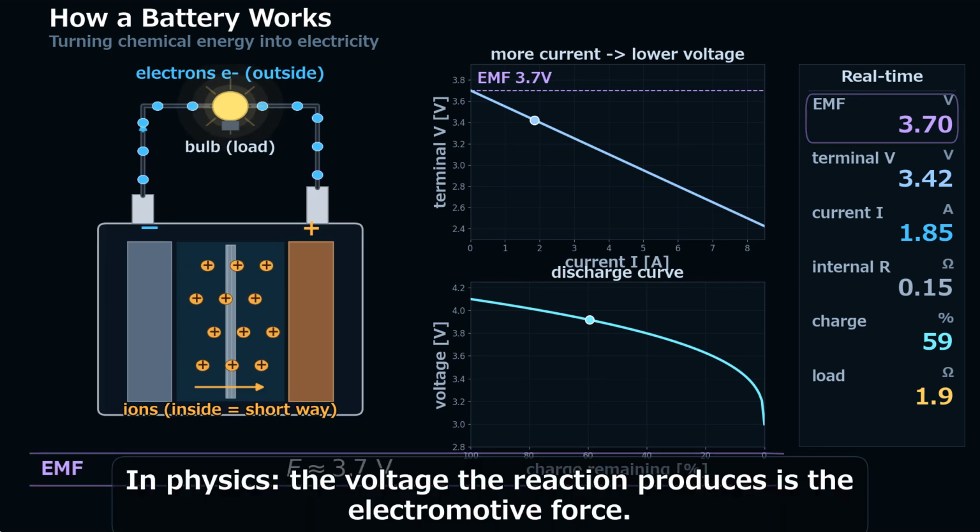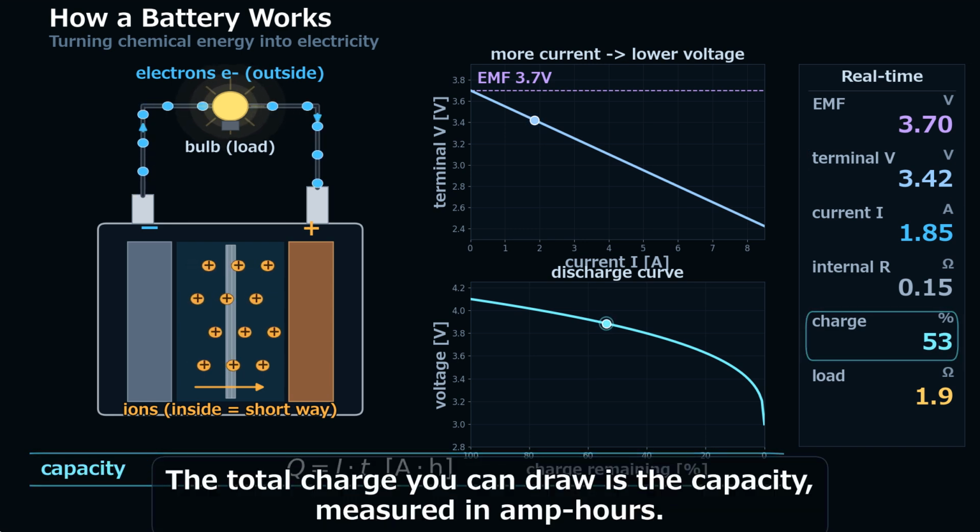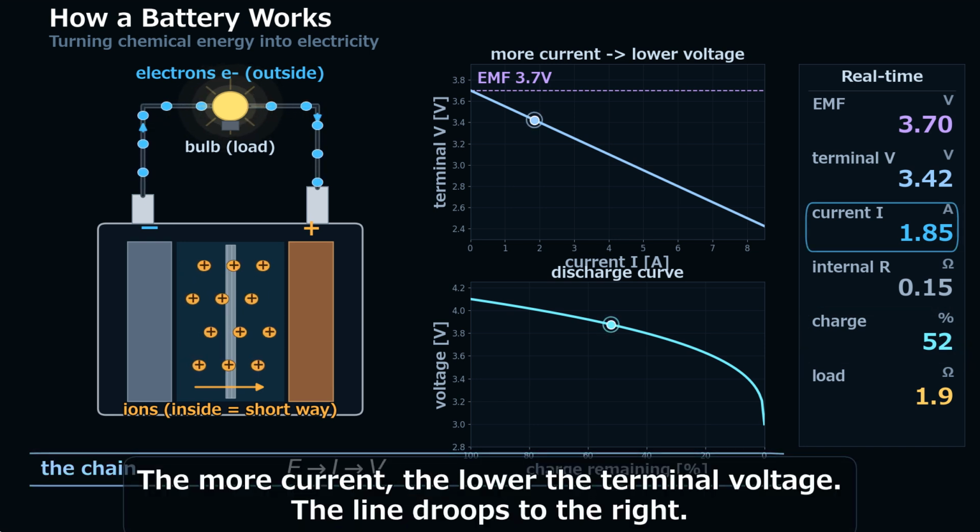In physics, the voltage the reaction produces is the electromotive force. Draw current, and internal resistance drops the voltage. Terminal V equals EMF minus I times R. The total charge you can draw is the capacity, measured in amp hours. The more current, the lower the terminal voltage. The line droops to the right.